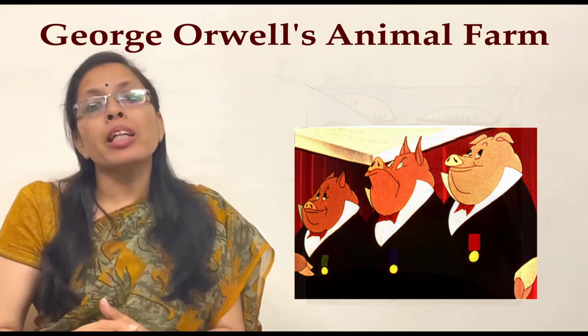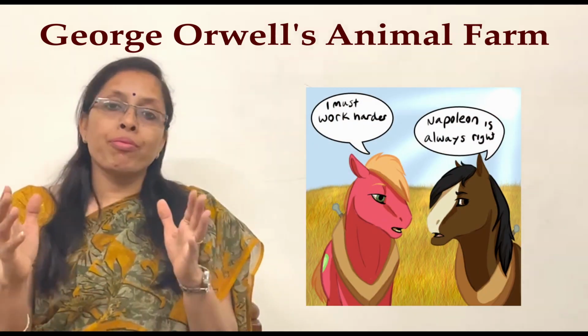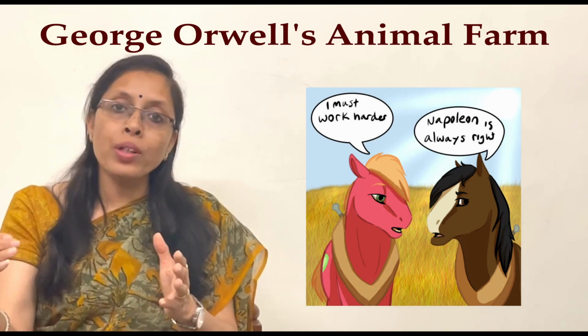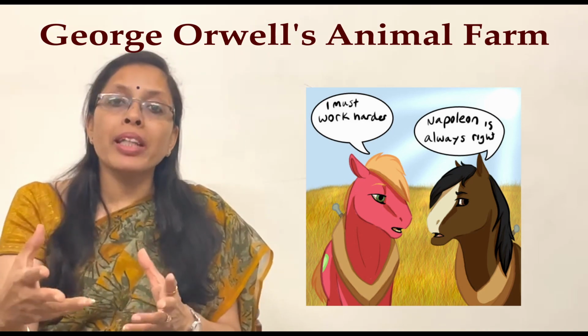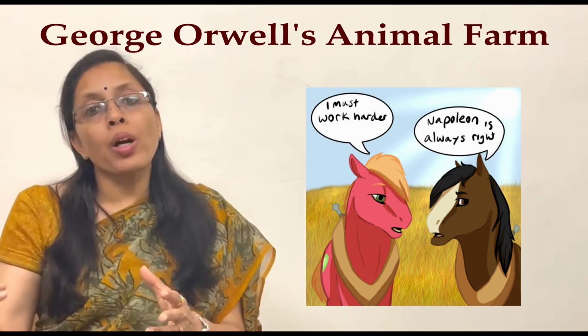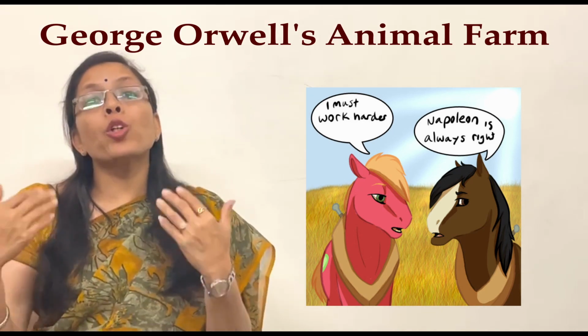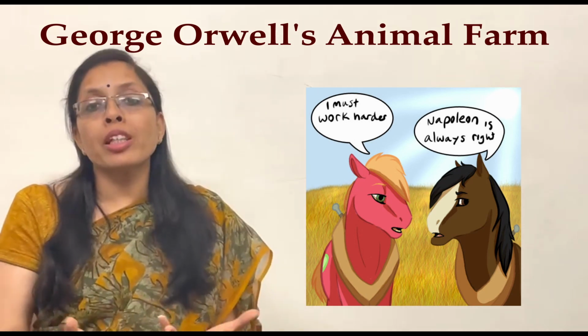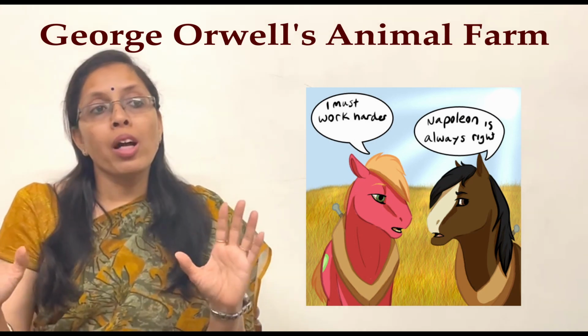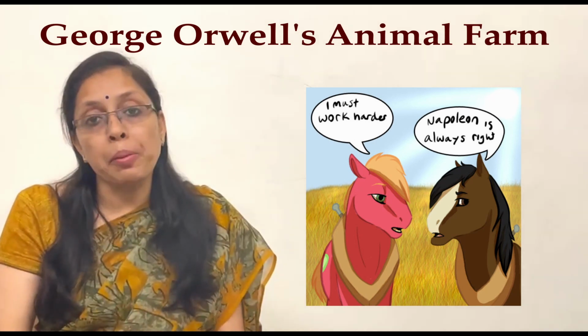The second category is of horses. So we have Boxer here, we have Clover, we have Molly. Now Boxer represents the proletariat or the working class. Molly represents the bourgeois class or the upper middle class that did not want to revolt and that wanted to live with all the comforts that this condition of inequality provided them.